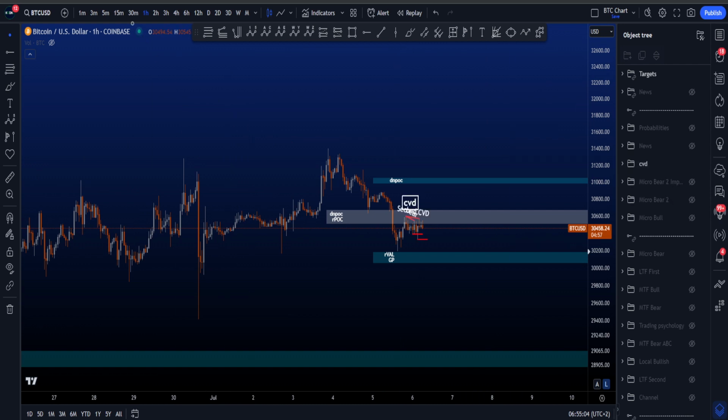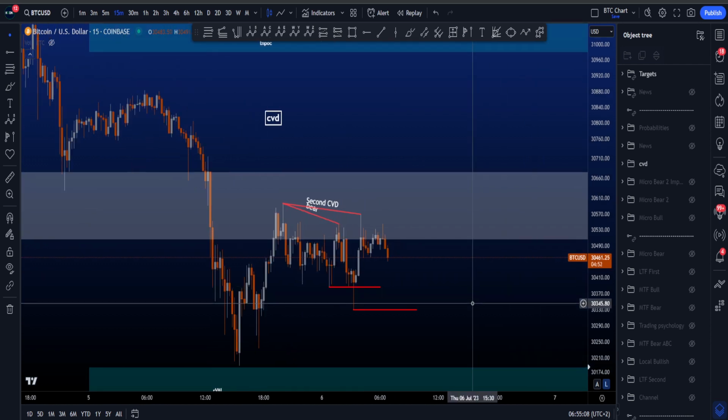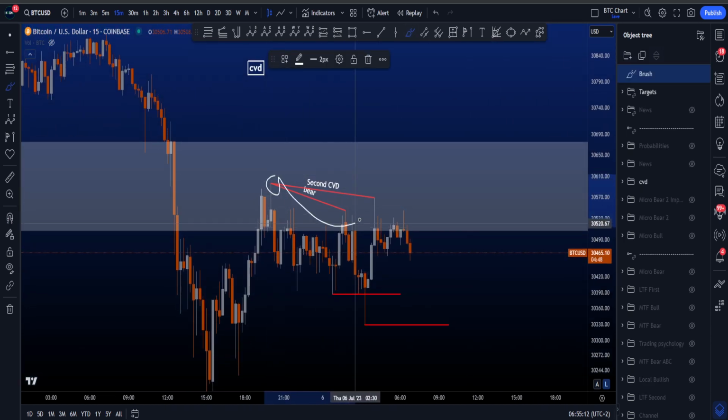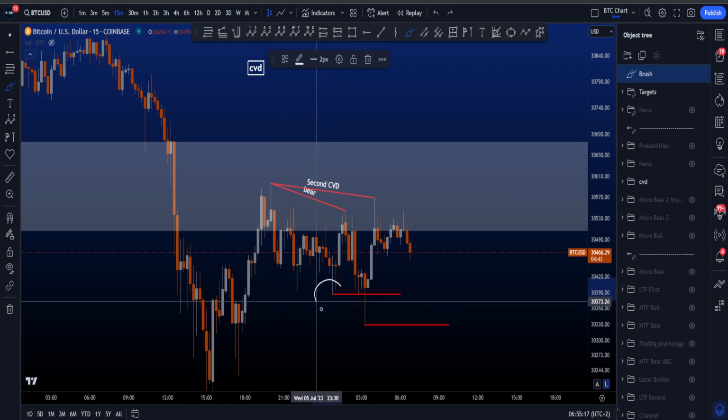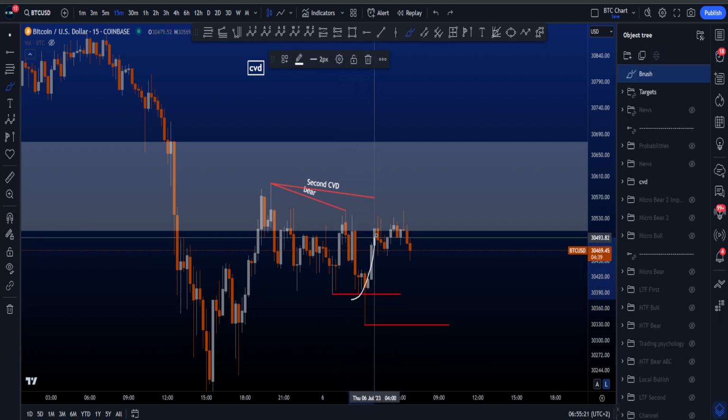If we then go to the CVD divergences, there's a lot going on here, but it's on the bearish side. So we actually had a bearish CVD divergence over here, lower high on price, higher high on the CVD, as I will show you in a second. The target was this low, which has very nicely been reached for then eventually a bounce.